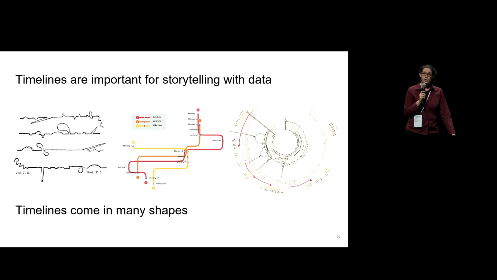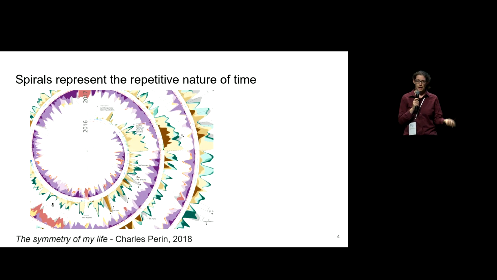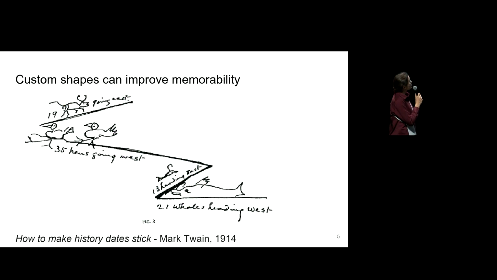Timelines are very important for storytelling with data, but traditional linear timelines don't cover the wide range of different conceptualizations of time. Previous research has looked at the practical uses of timelines with unusual shapes, for example, using spirals to convey the cyclical nature of temporal events, also the use that unusual shapes can have to improve memorability.